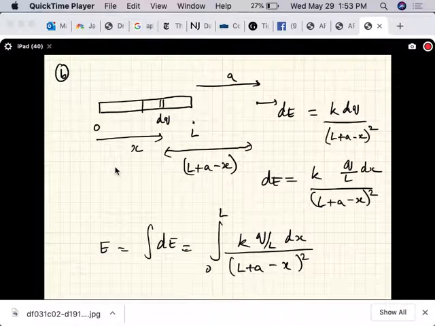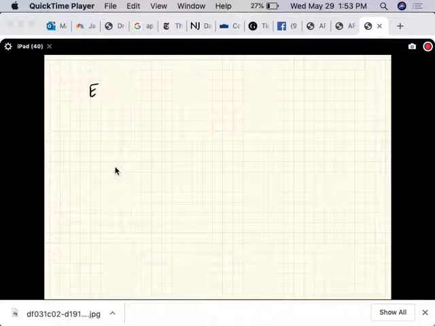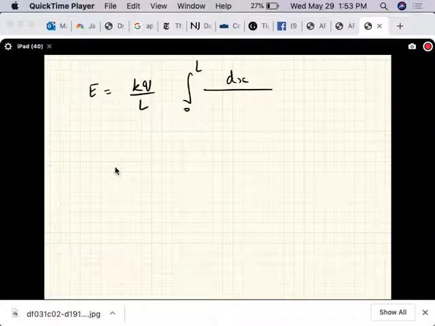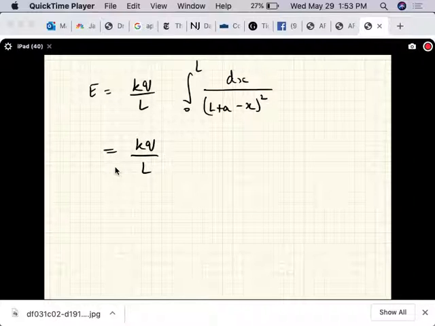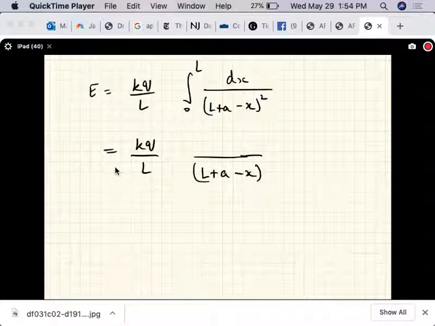So I'll pull out the constants. The electric field is kq by L, integral from 0 to L of dx over (L plus a minus x) squared. Now this integral is easy to do because there's no x squared there. So kq by L, and the integral is 1 over (L plus a minus x). The derivative of that would be minus 1. Yep, so this is the integral, 0 to L.